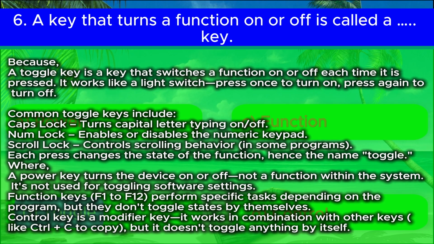A power key turns the device on or off, not a function within the system. It's not used for toggling software settings. Function keys, F1 to F12, perform specific tasks depending on the program, but they don't toggle states by themselves. The Control key is a modifier key. It works in combination with other keys, like Control plus C to copy, but it doesn't toggle anything by itself.